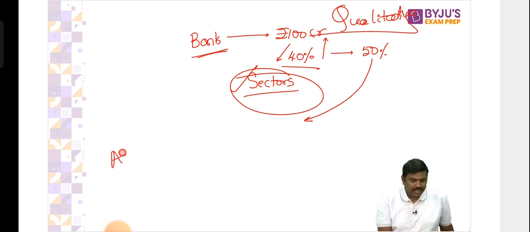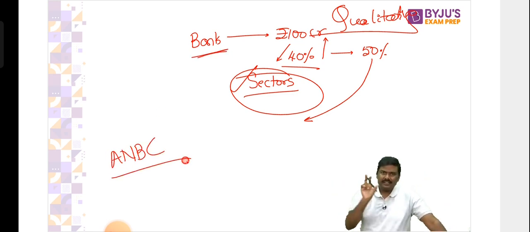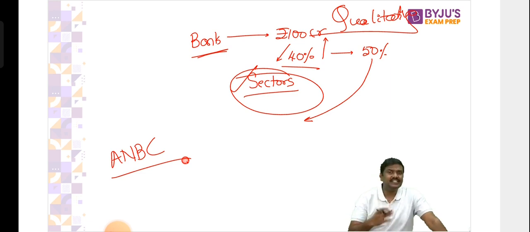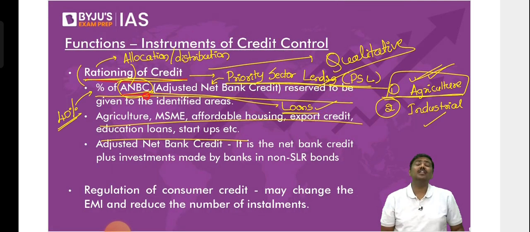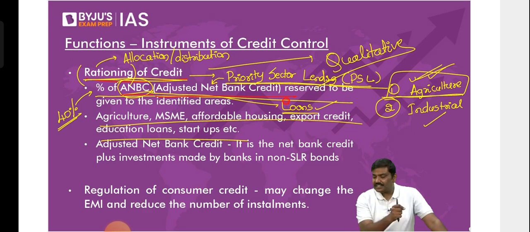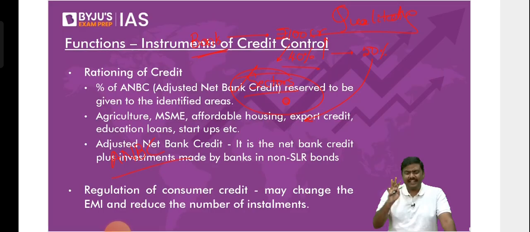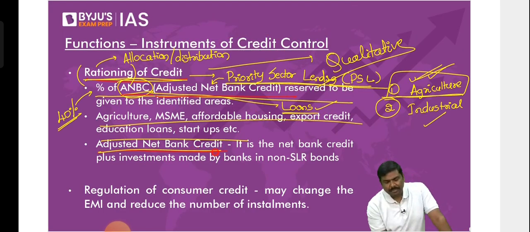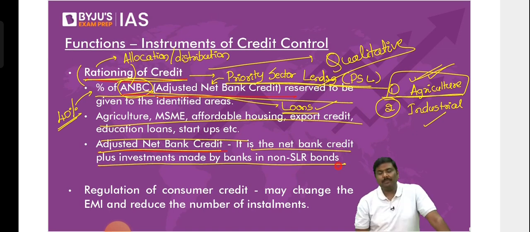Now understand this, there is one more term, ANBC, a technical term. You don't have to run behind it, simply understand the concept. ANBC stands for adjusted net bank credit. Now some of you have written ANBC and will ask the long form of ANBC. It is already given here. Adjusted net bank credit. What do you mean by adjusted net bank credit? By the way, the definition is given here also. Have a look at it. ANBC refers to the net bank credit plus investments made by banks in non-SLR bonds.